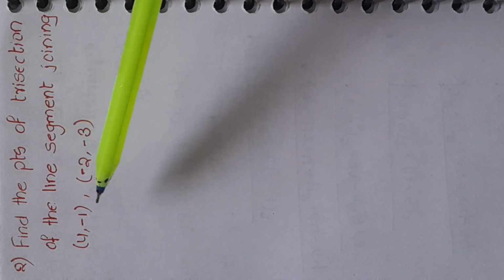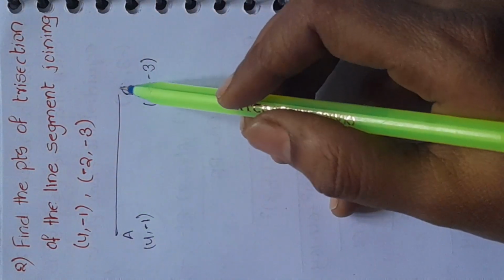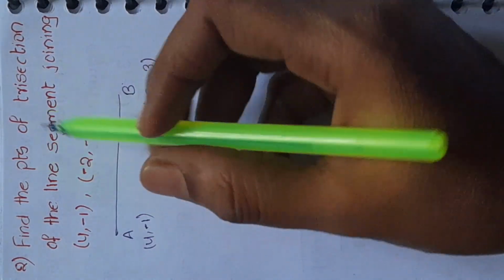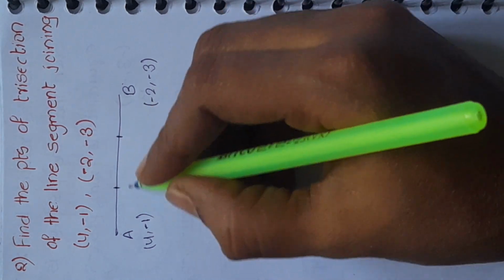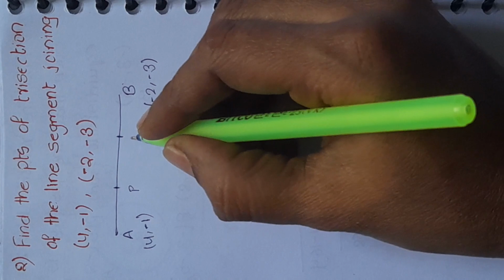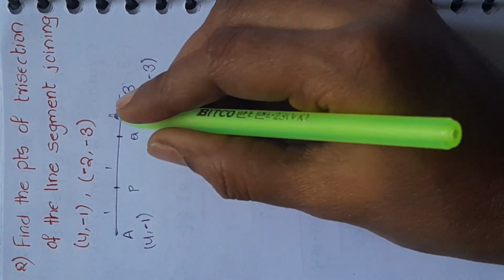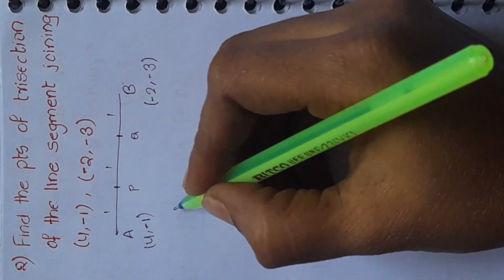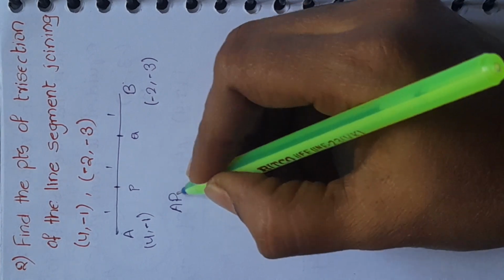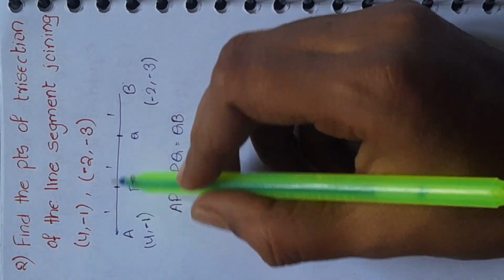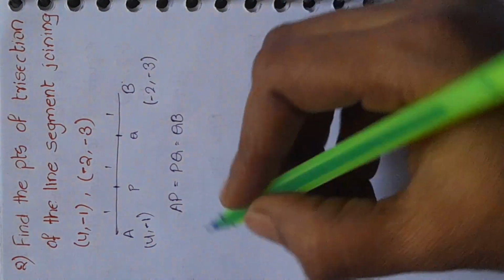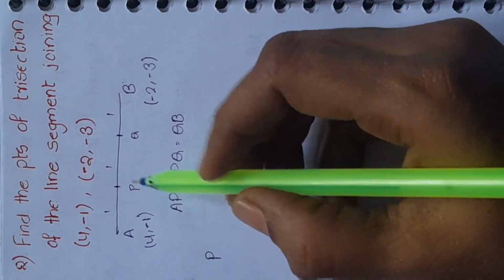Second question is find the points of trisection of the line segment joining (4, -1) and (-2, -3). Here let A and B be the line segment. We should find the points of trisection, that is these 2 points divide the line segment AB in the ratio 1:1:1. Let the points be P and Q. From this we can write AP is equal to PQ is equal to QB because the ratio is 1:1:1.